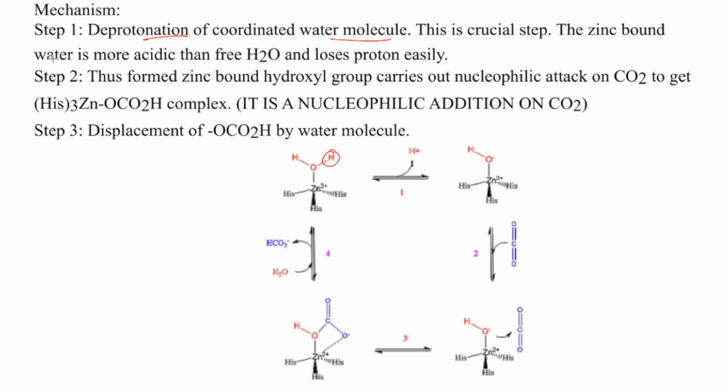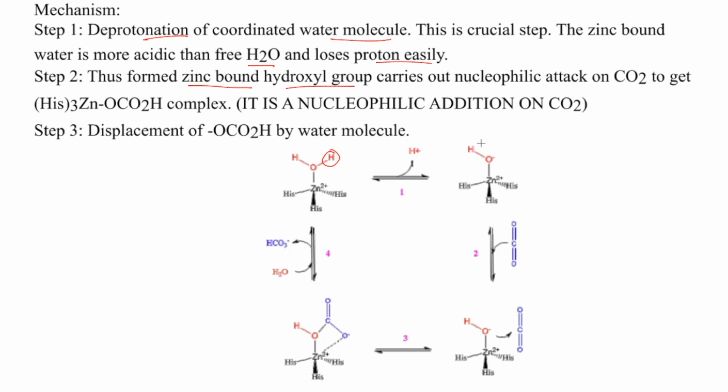The zinc ion bound to the water is more acidic than the free H2O and loses a proton easily, because here the water is more acidic. It is bound to the metal in the +2 state. That's why it can simply lose one of the hydrogen ions. Thus it forms a zinc bound hydroxyl group.